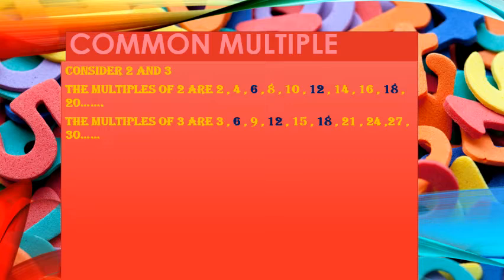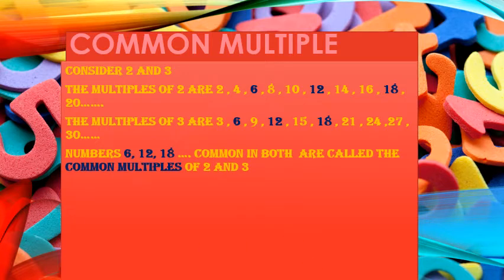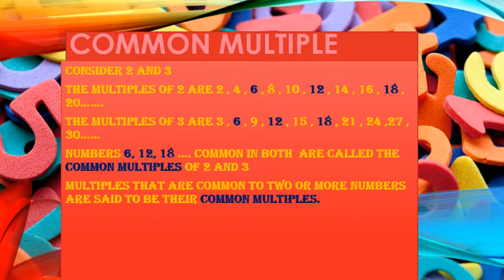A few of the numbers are given in blue color. Why is it so? The numbers 6, 12 and 18 are common in both the multiples. That means each appears in the multiples of 2 as well as in the multiples of 3. So such numbers which are common in both are called the common multiples.